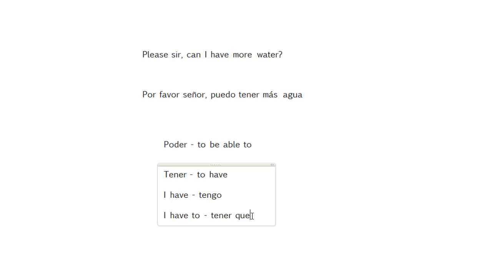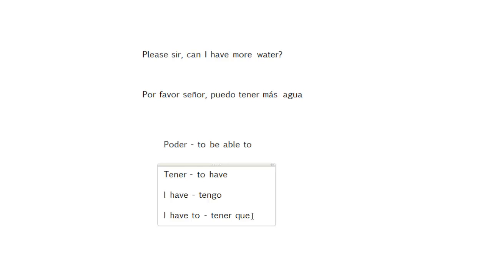So I have to go would be tener que ir. I have to eat: tener que comer. Tengo que comer. You have to eat. Or let's do a question: do you have to eat? How would you say that? Just try and practice it there. Tienes que comer. Say it with a bit of intonation. Tienes que comer.